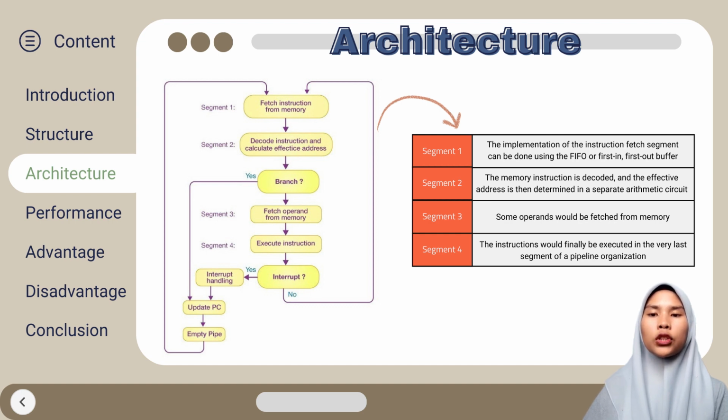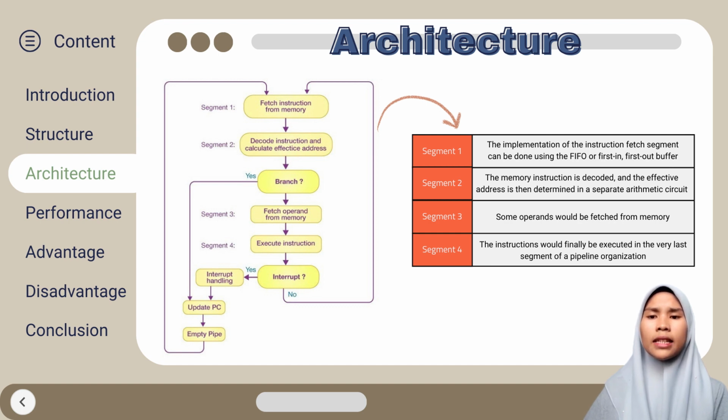First, fetching the instruction from memory. Second, decoding the obtained instruction. Third, calculating the effective address. Fourth, fetching the operand from given memory. Fifth, execution of the instruction. Sixth, storing the result in the proper place.